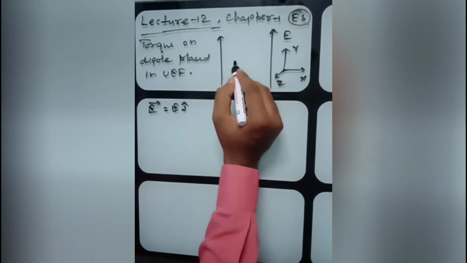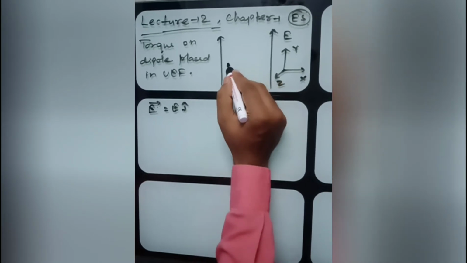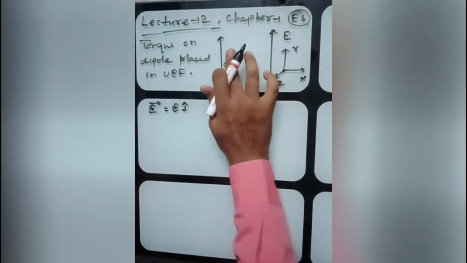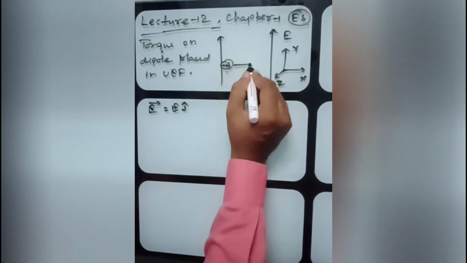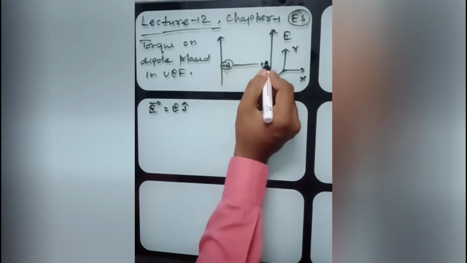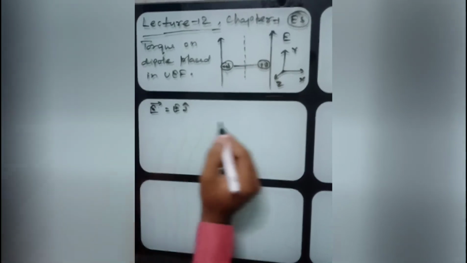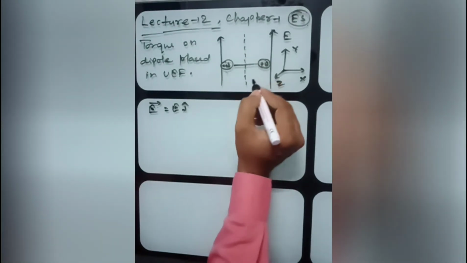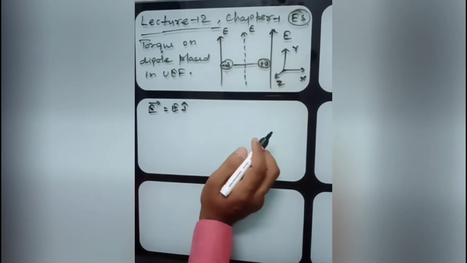We are placing the dipole here, with charges minus q and plus q. Okay student, this is the direction of the electric field.